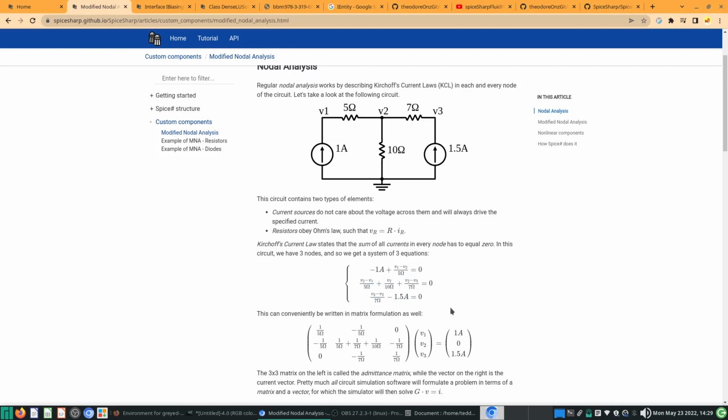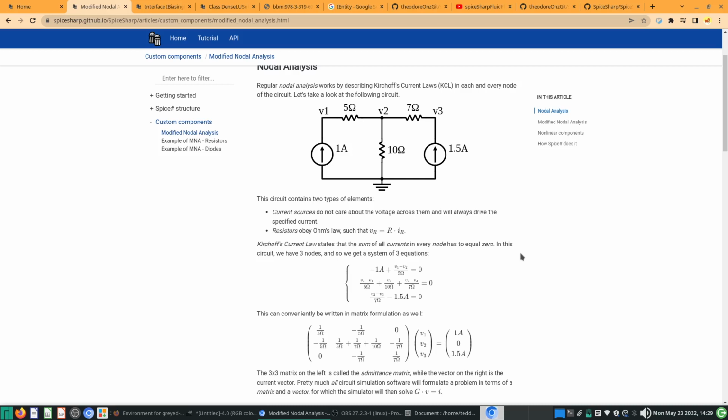current laws like 3 times, so that you will be able to solve these equations. Okay, so Kirchhoff's current law states that the sum of currents in every node has to equal 0, meaning to say current in equals current out.